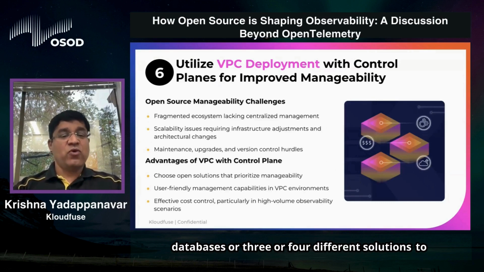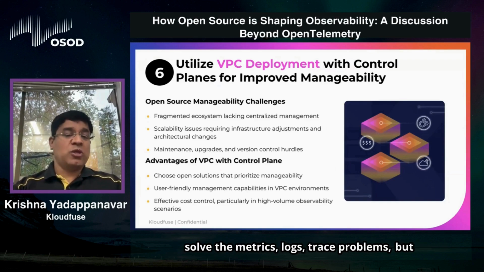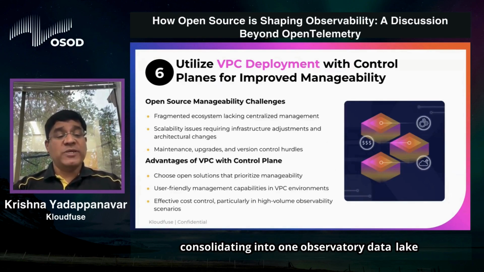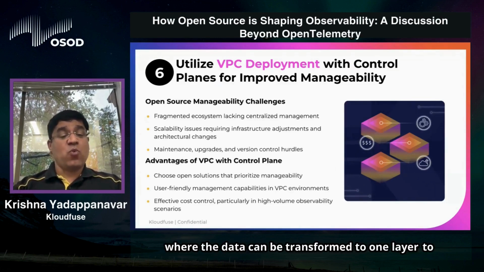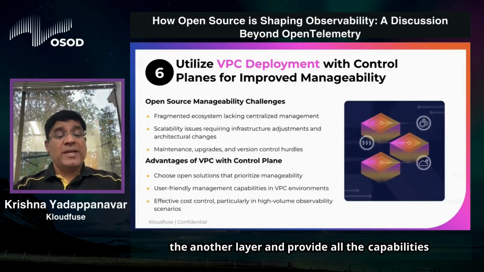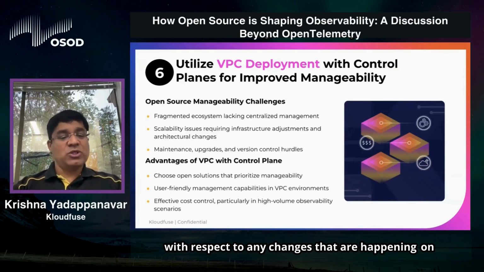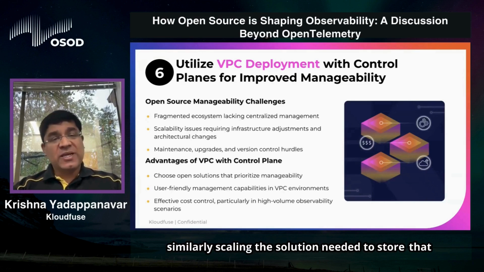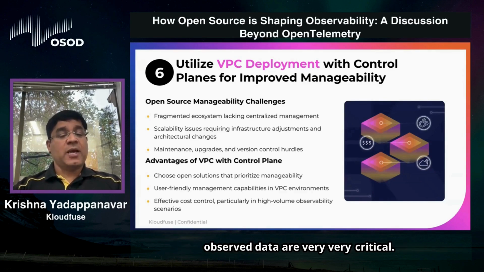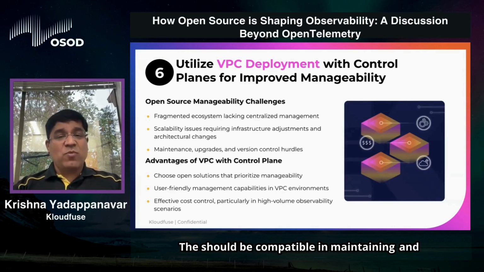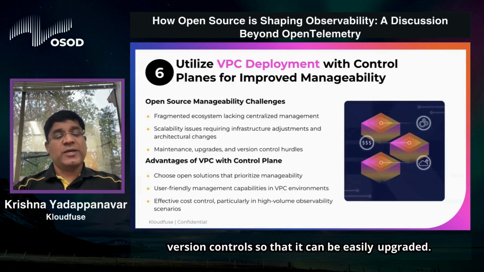To solve these problems, rather than using 3 or 4 different databases or 3 or 4 different solutions to solve the metrics, logs, and trace problems, consolidate into one observability data lake, where the data can be transformed from one layer to another layer and provide all the capabilities with respect to any changes that are happening on the source side, on the architectural side, and similarly scaling the solution needed to store that observability data are very, very critical. The platform should be compatible in maintaining and version controls so that it can be easily upgraded.